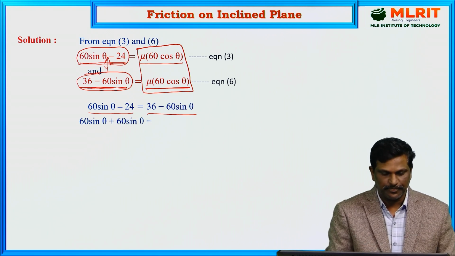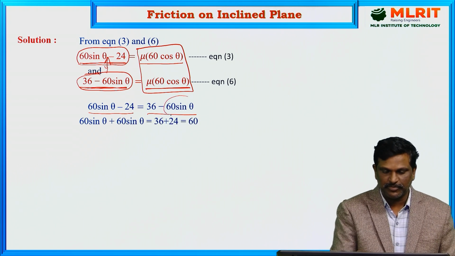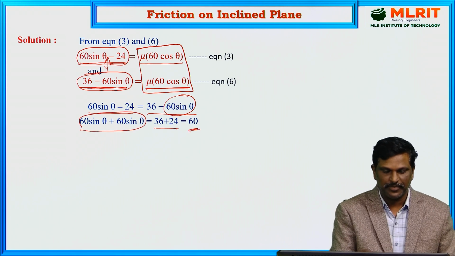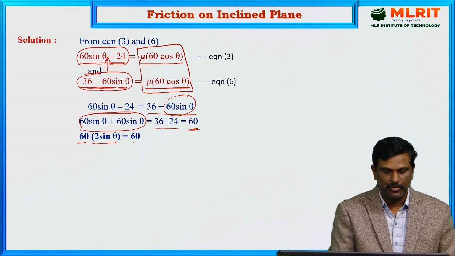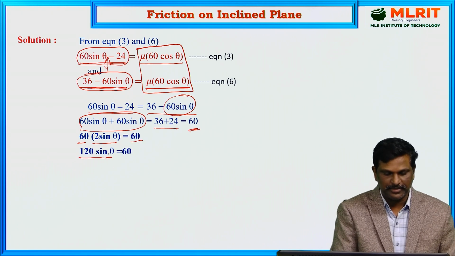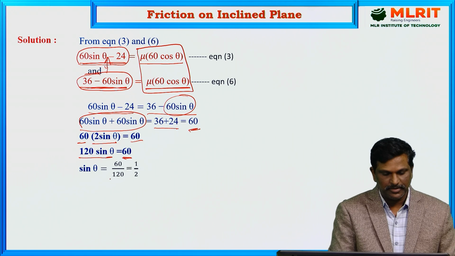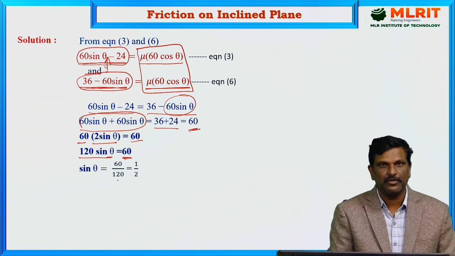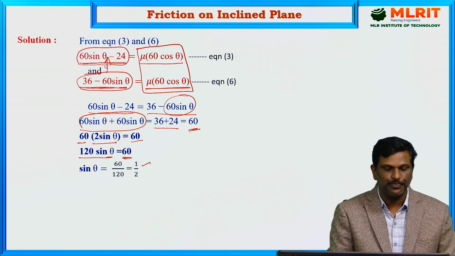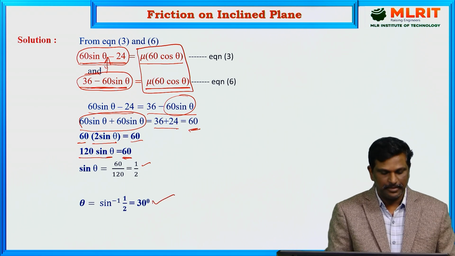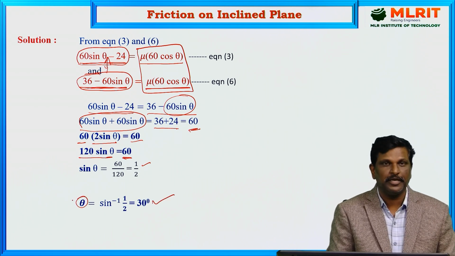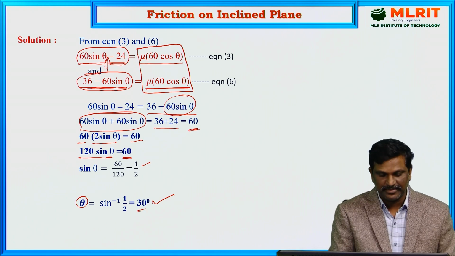Let us solve it. So, I am taking sin theta terms towards left side and numerics towards right side. 60 sin theta plus 60 sin theta is equal to 60. So, this is equal to 60 into 2 sin theta is equal to 60. So, 120 sin theta is equal to 60. Sin theta is equal to 60 divided by 120, which is equal to 1 by 2. Theta is equal to sin inverse 1 by 2, which is equal to 30. The angle made by the inclined plane with respect to horizontal is 30 degrees.